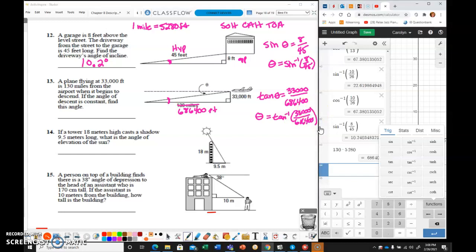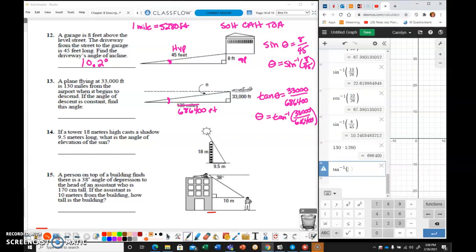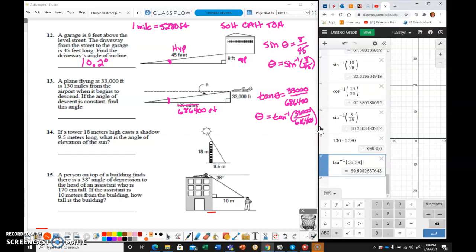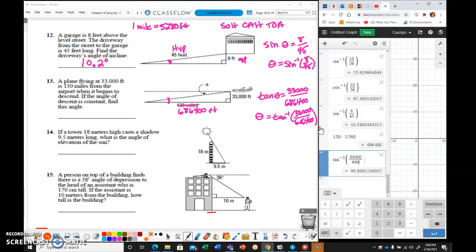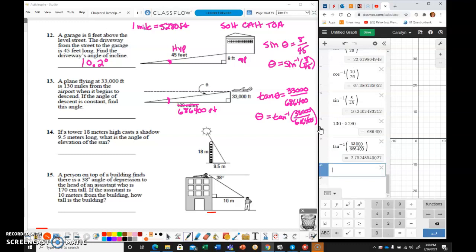So I do the inverse tangent of 33,000 divided by 686,400. And that gets me, and that's good because you don't want an airplane turning down at an angle too quickly or else it will crash. So it gets me a very small angle of 2.75 degrees.